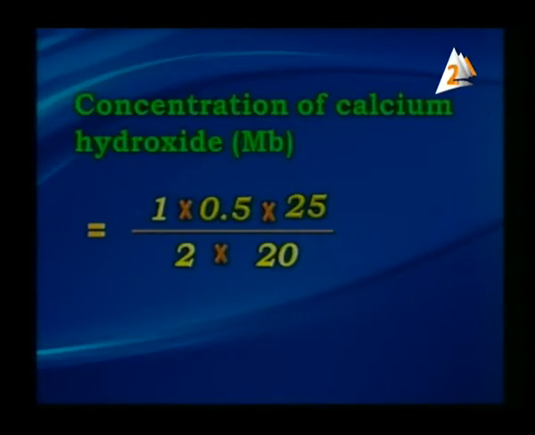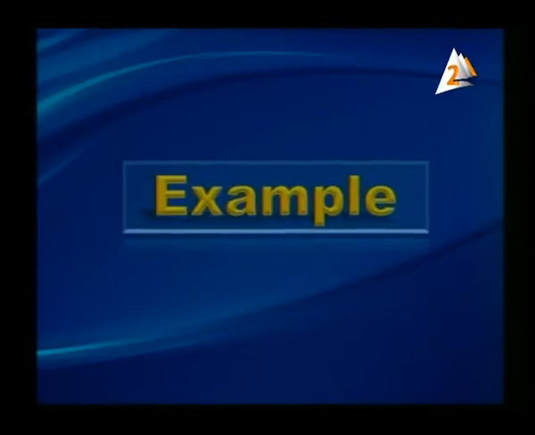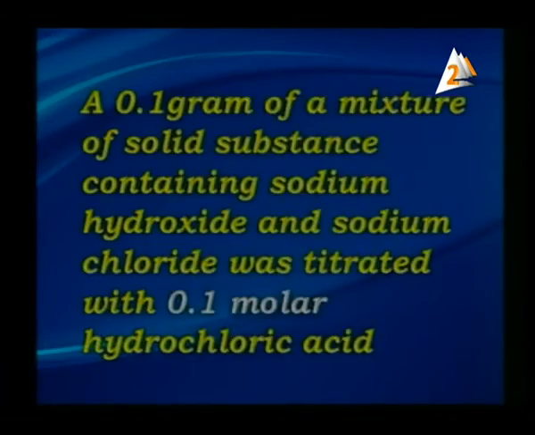So here the last result is what? It will be 0.0312. It means the concentration of the calcium hydroxide is 0.0312 mole per liter. It's great and wonderful. What about seeing the other one? It will be another example about this.